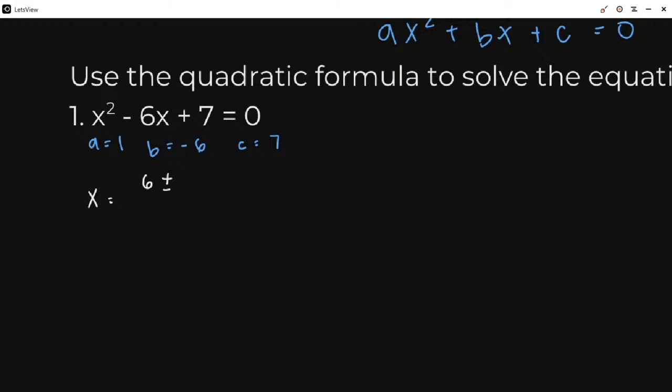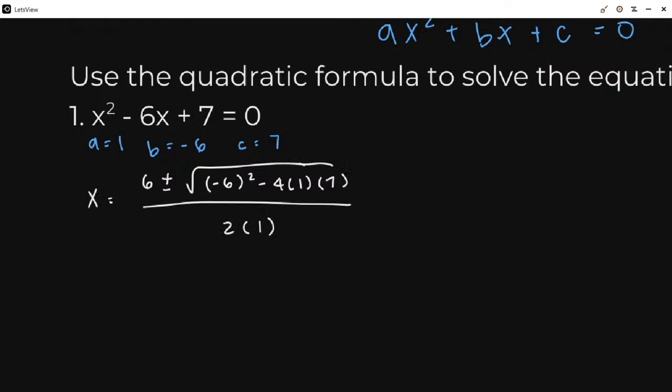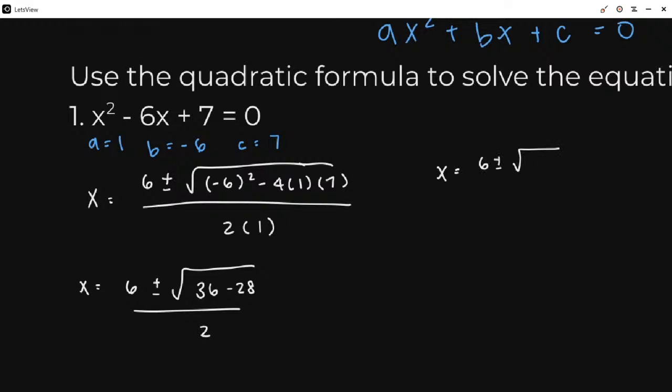So that'll be 6 plus minus square root of negative 6 squared minus 4 times 1 times 7 over 2 times 1. So then we'll get 6 plus minus square root of 36 minus 28 over 2. So that's 6 plus minus square root of 8 over 2. And we can simplify 8. So 8 would break up into 4 and 2, and 4 breaks up into 2 and 2. So those pairs of 2's can come out, and this 2 will stay on the inside. So we get x equals 6 plus minus 2 rad 2 over 2.